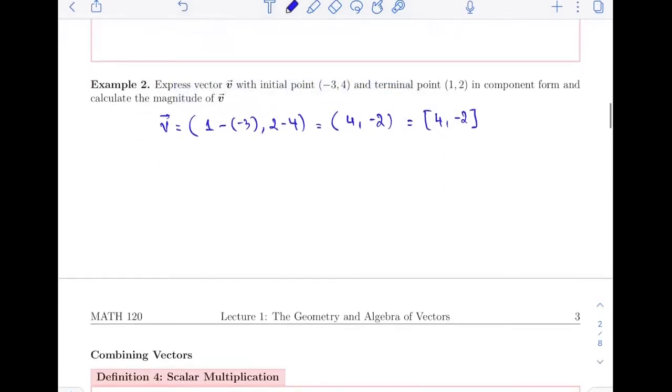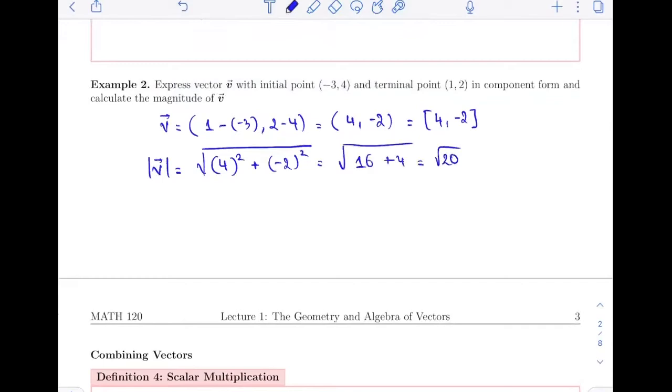When you have the components of a vector, you can calculate the length of the vector. So the length of the vector is equal to the square root of 4 squared plus -2 squared. 4 squared is equal to 16, plus 4. This is equal to the square root of 20. You can simplify this a little bit further and get 2 square root of 5.